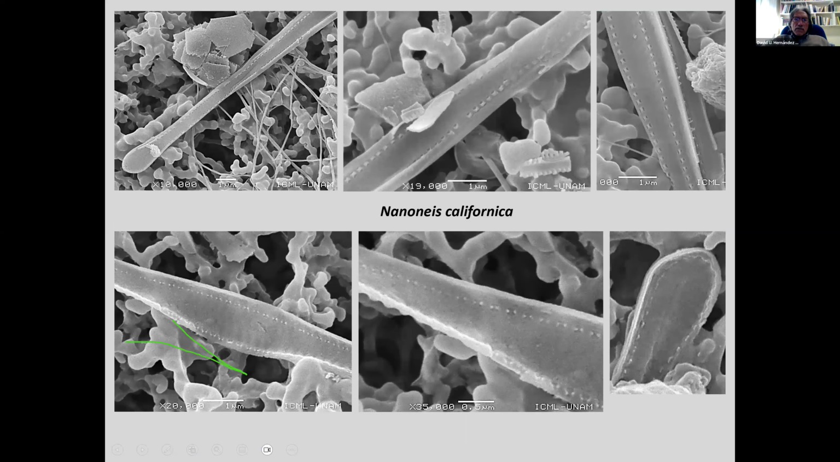But if you see carefully, the porticus marginalis is lacking, and instead we can find structures like small undulations along the margin of the valves. So we are trying to define the new species Nanoneis californica.